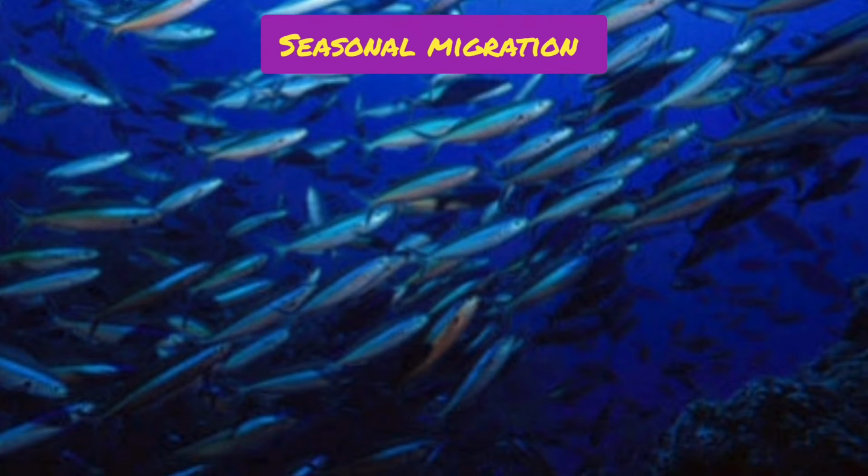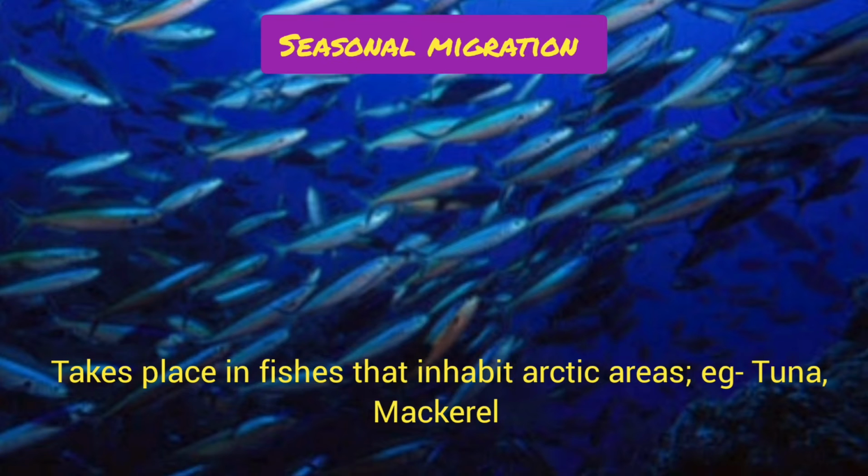Seasonal migration. It takes place in fishes that inhabit Arctic areas. In this region, the summer climate is conducive and food is abundant. But as winter approaches, temperatures fall below zero and food becomes scarce. Hence, fishes must migrate towards subtropical and tropical areas to escape extremes of weather conditions. Examples: tuna fish, mackerel, etc.